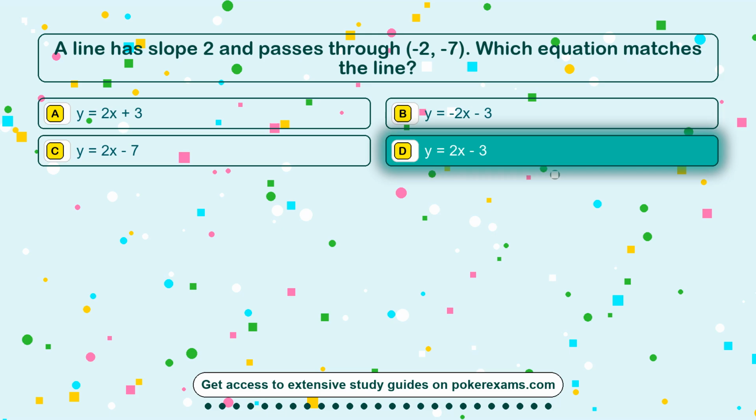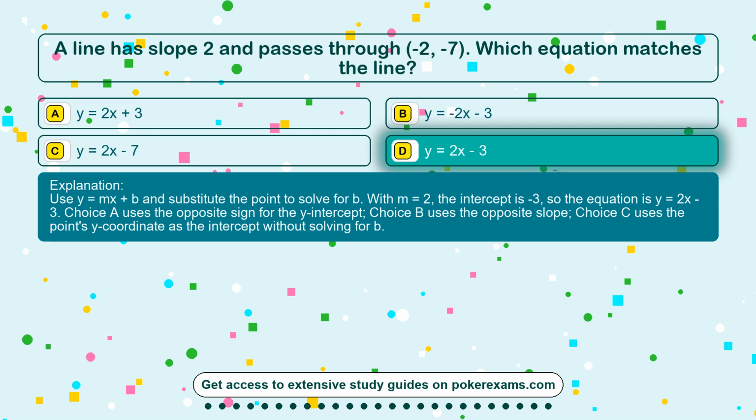The correct answer is option D, y equals 2x minus 3. Use y equals mx plus b and substitute the point to solve for b. With m equals 2, the intercept is -3, so the equation is y equals 2x minus 3. Choice A uses the opposite sign for the y-intercept, choice B uses the opposite slope, choice C uses the point's y-coordinate as the intercept without solving for b.